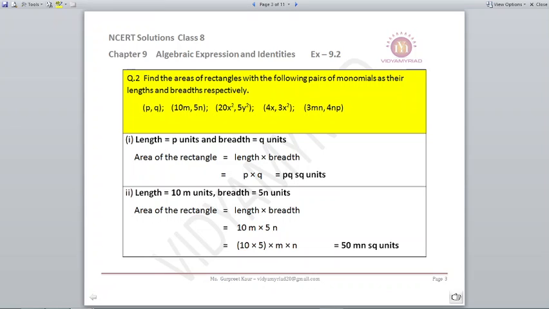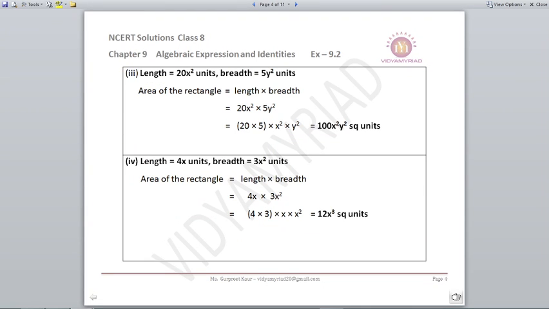10m multiplied by 5n. 10 into 5, it will become 50. m into n is mn. So 50mn square units. Next is 20x square and 5y square. Multiply them together. 20 into 5 is 100. x square multiplied by y square will remain as it is. So answer is 100x square y square, square units.